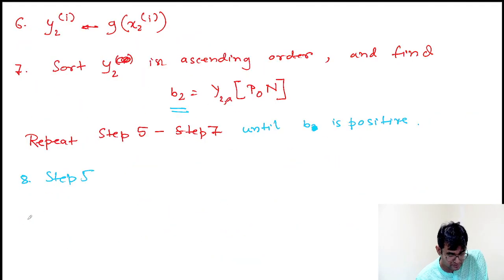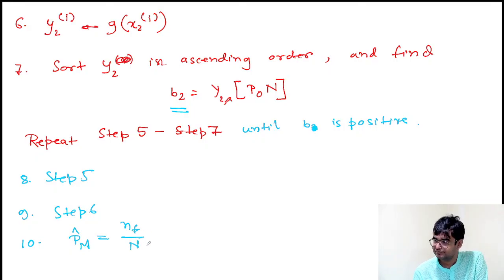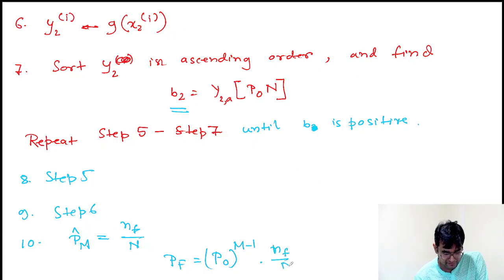Step 9 will be step 6. Step 10 will be, whatever I call it, let's call it PM hat maybe, is equal to NF by N, right? And your final PF is equal to P naught to the power M minus N multiplied by NF by N.